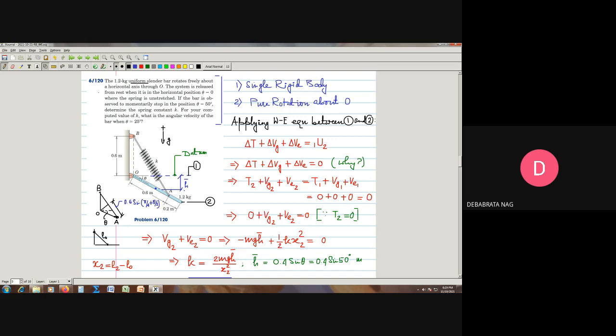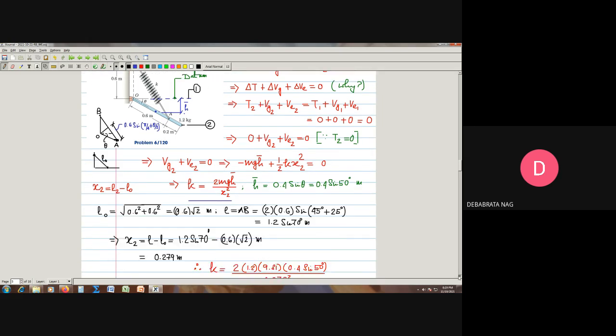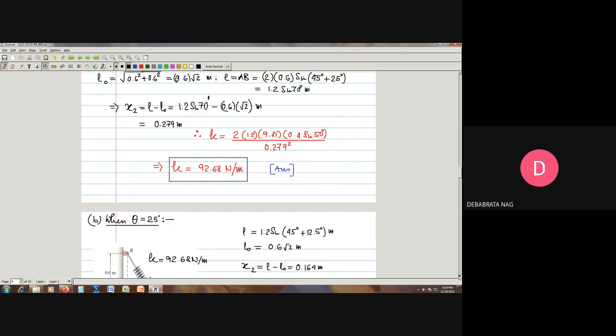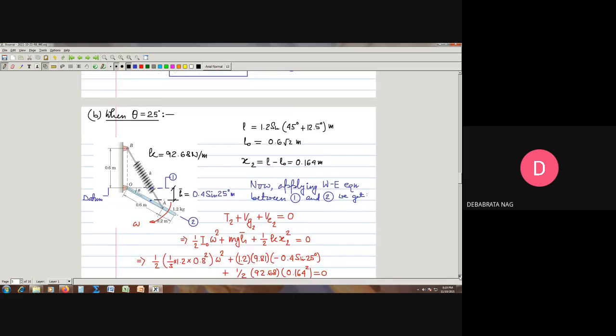So in that case, when theta is equal to 25 degree, the bar will still be in motion because it is supposed to come to a momentary stop position when theta becomes equal to 50 degree. So in between, it will be in motion. So for theta equal to 25 degree, the bar is going to have some angular velocity. So let us represent this here.